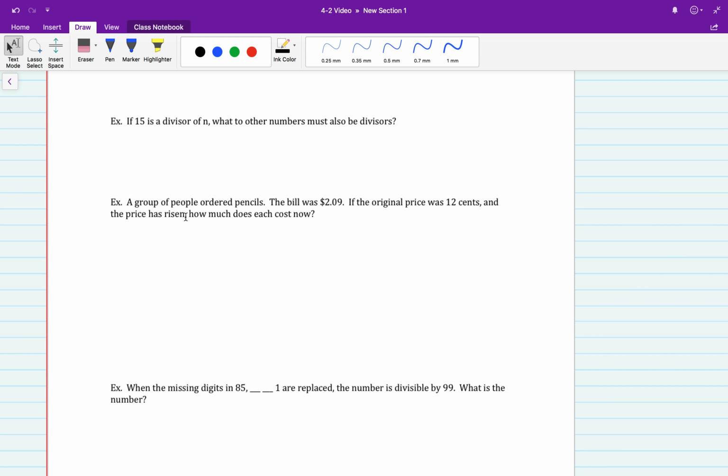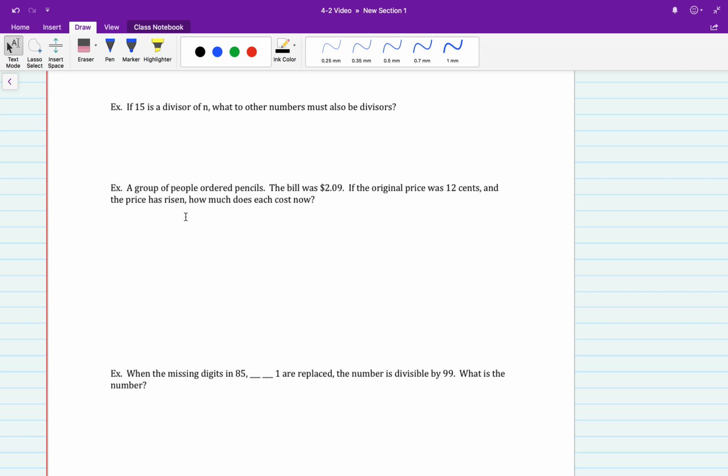All right, so now we're going to apply these divisibility rules to a little bit of harder thinking problems. So first, we have 15 is a divisor of n. Another way to say that is 15 divides a number. So for example, I'm just going to give n a name here. So 15 is a divisor of 30. So in this case, n would be 30. It's kind of an example of this generic problem up here.